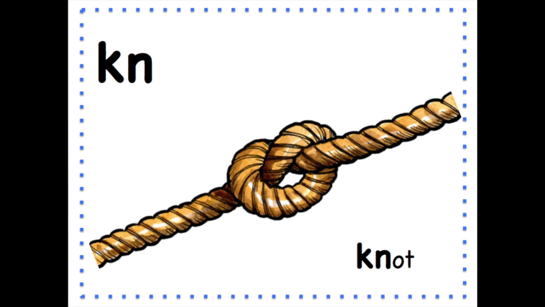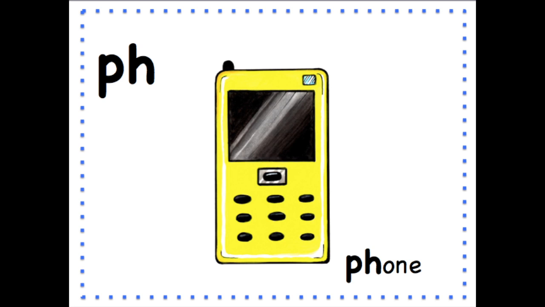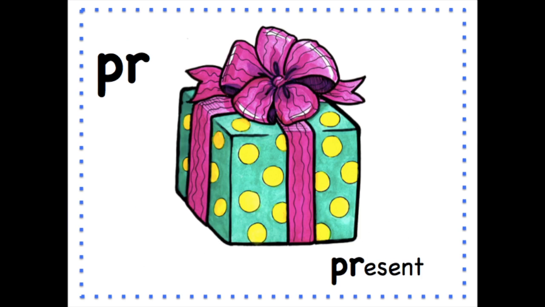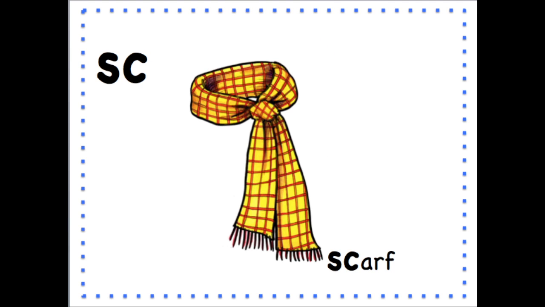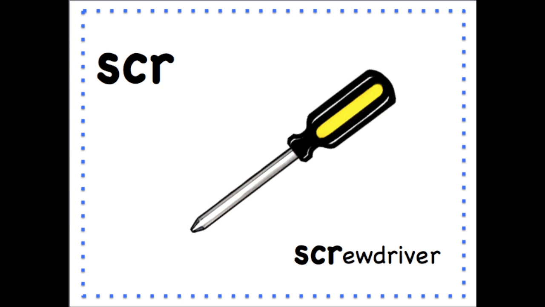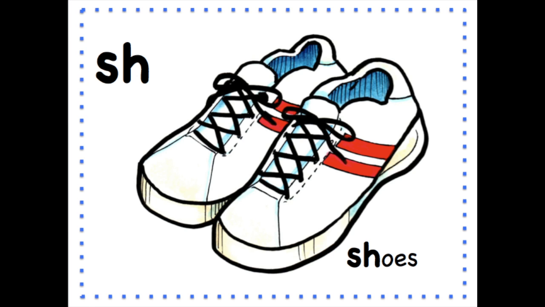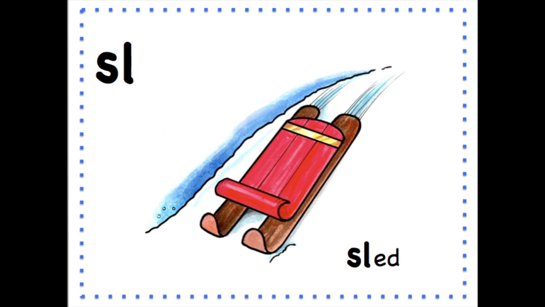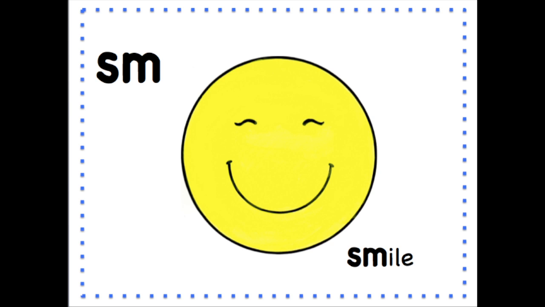K, N, knot. P, H, phone. P, L, plane. P, R, present. S, C, scarf. S, C, R, screwdriver. S, H, shoes. S, K, skates. S, L, sled. S, M, smile.